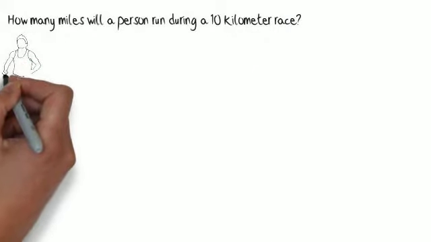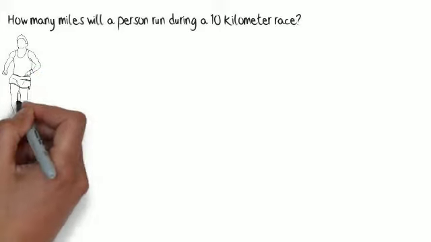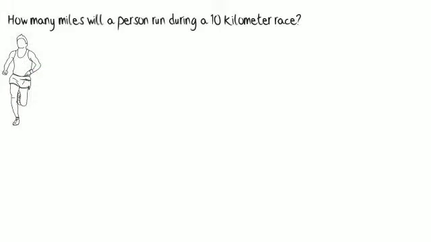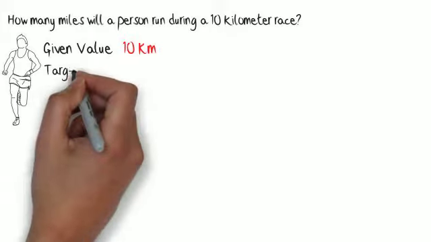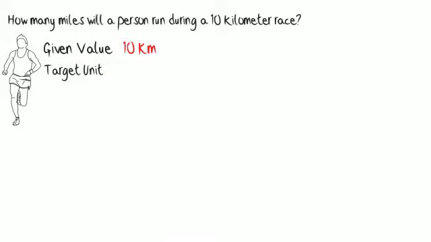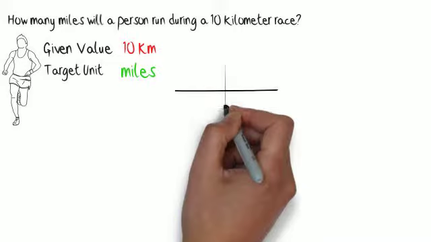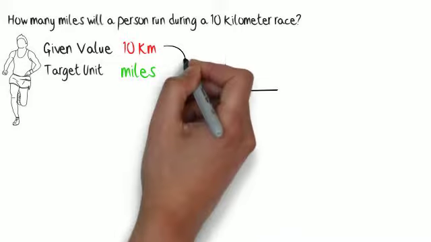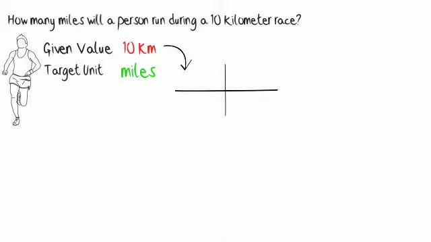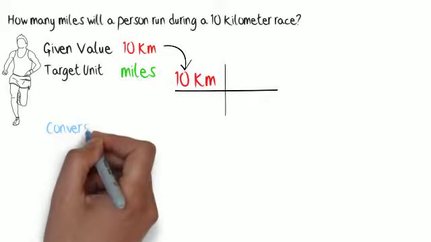Okay, so when we do the problem, we're going to do exactly like we were doing before, where we're going to have a given value. And that given value is 10 kilometers. And we have a target unit, and that target unit is miles. So we're going to draw a horizontal line, we're going to draw a vertical line, and we're going to take our given value and insert it into the starting point, 10 kilometers, just as you see here. And now we need our conversion factor.